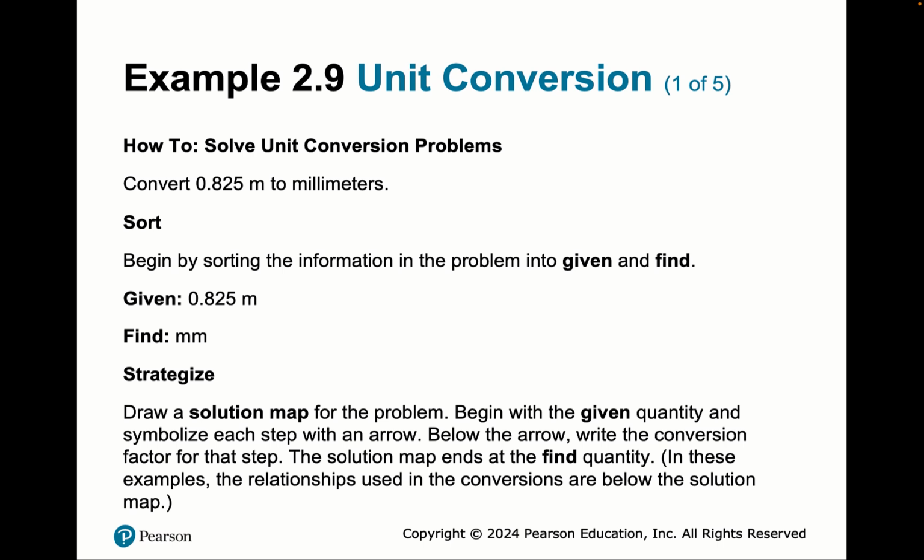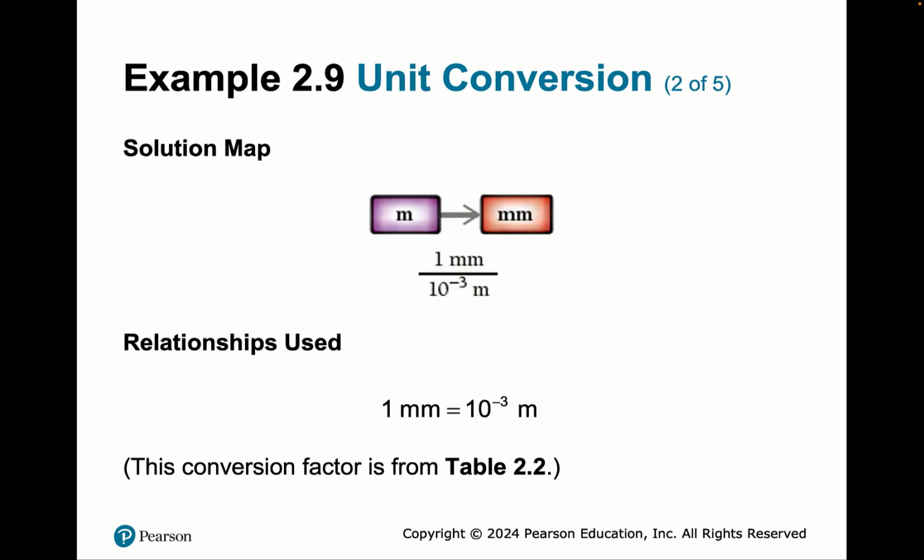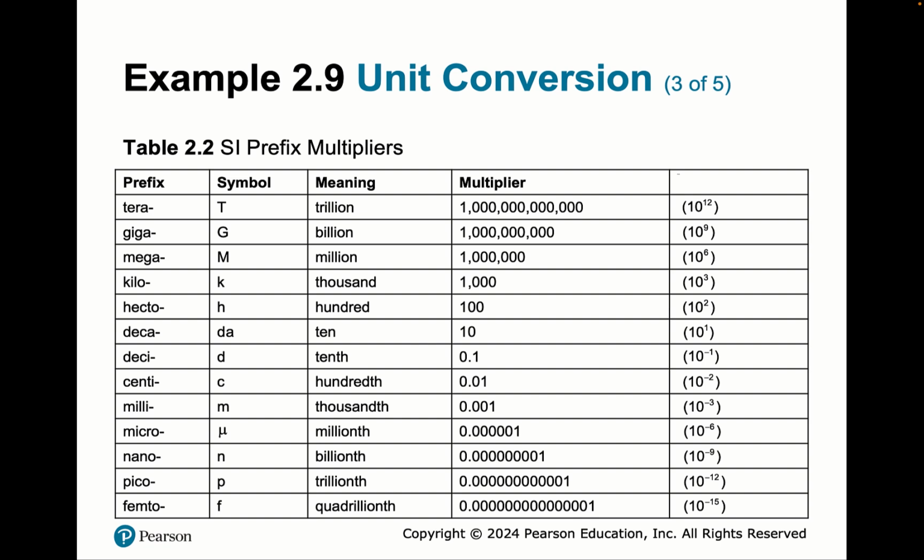So how do we convert 0.825 meters to millimeters? Even just in my mind I can already convert it. This is by using the power of tens with the scale. So we're going to have to convert millimeters, and a millimeter is 10 to the minus 3 meters. And where do we get this? We get this by the prefix multiplier.